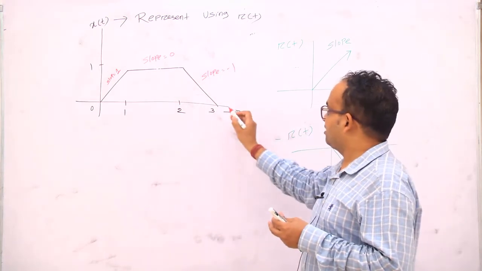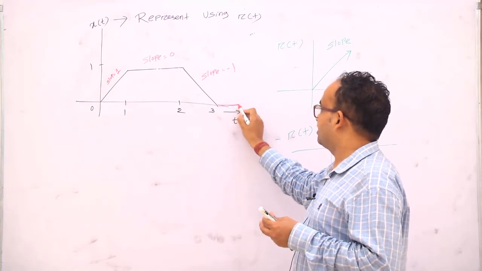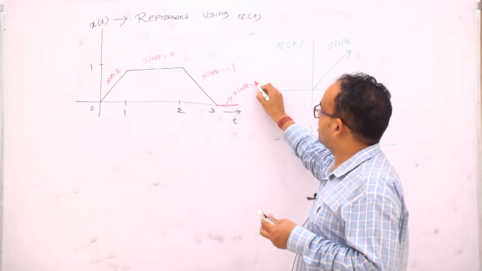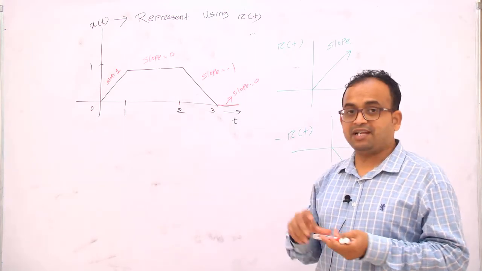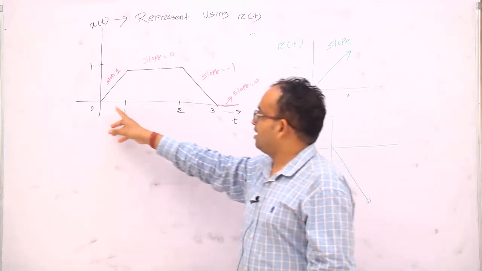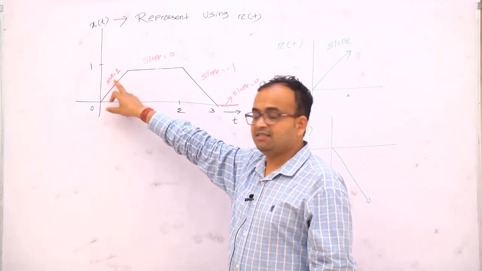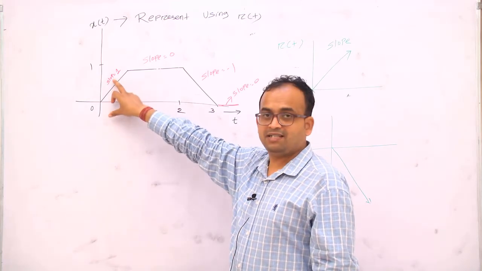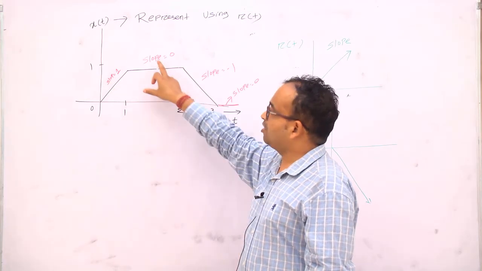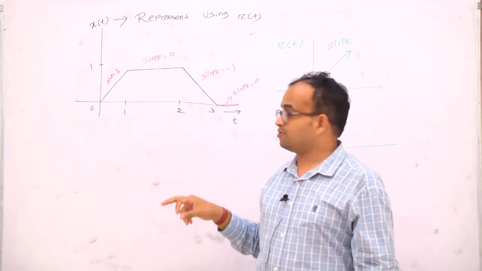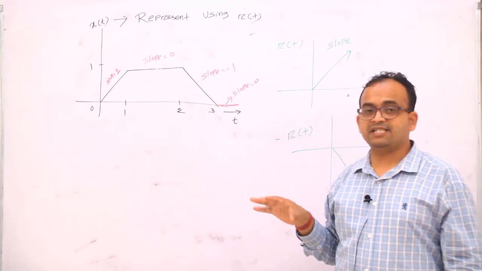Right? Next what happens? The signal is again going. It does not stop. Here the slope is 0 again. So now we have to realize the signal by using the different slopes. Again I am telling. From 0 to 1, slope is 1. From 1 to 2, slope is 0. From 2 to 3, slope is minus 1. Beyond 3, slope is again 0.